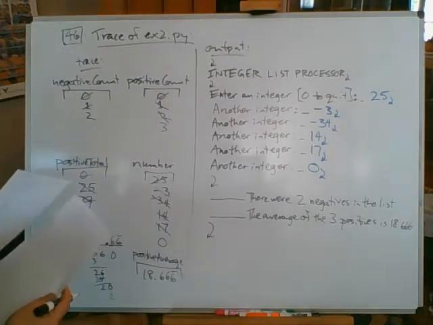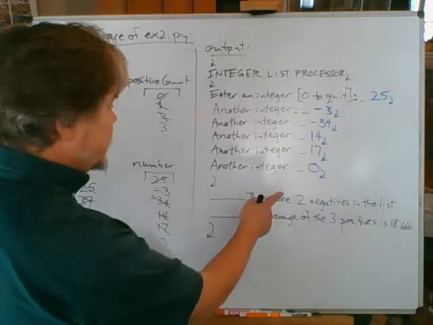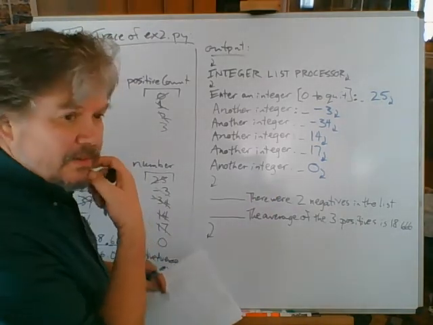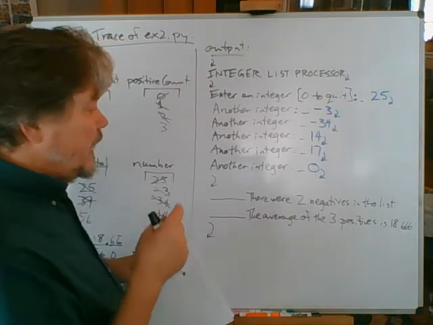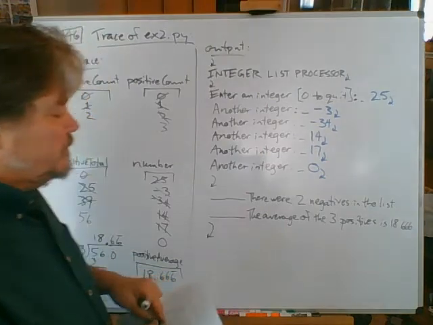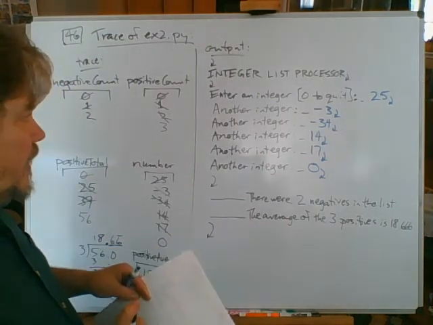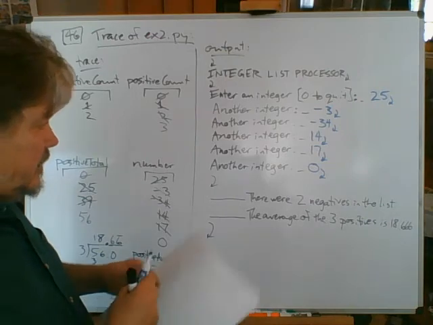Well, that's a lot, isn't it? But what did it do? It counted the negatives. That's all it wanted to know about the negatives. It didn't care about the average or anything. It had to count the positives, because not only did it print how many positives, but it also printed out what their average was. The average of 25 and 14 and 17.